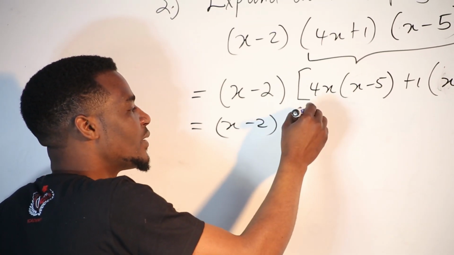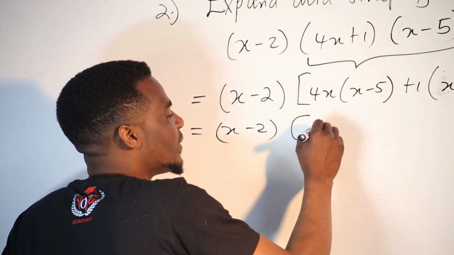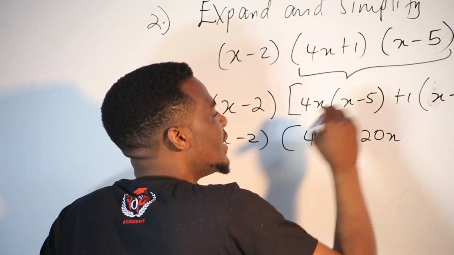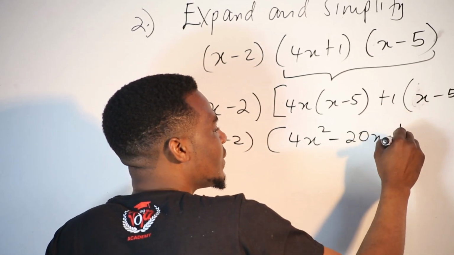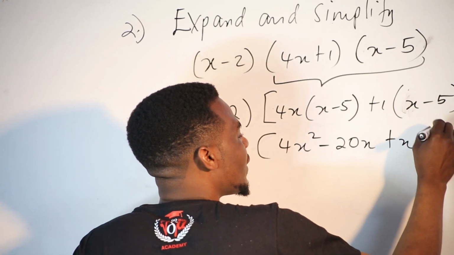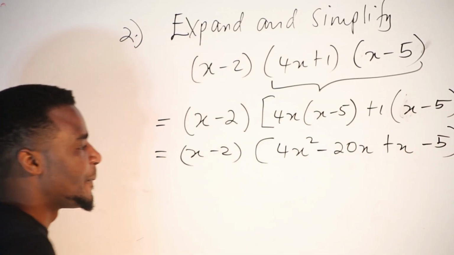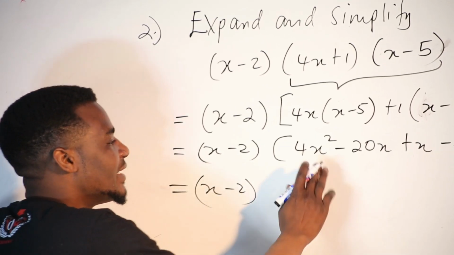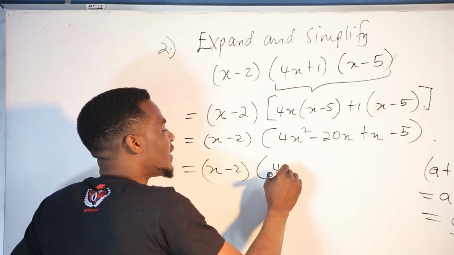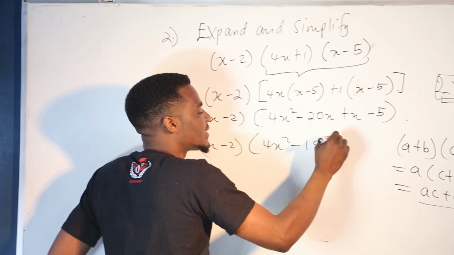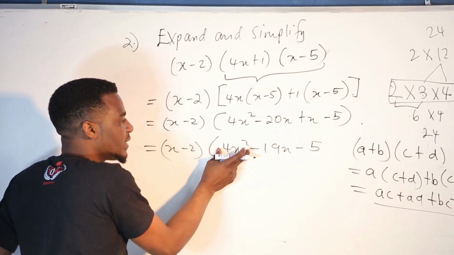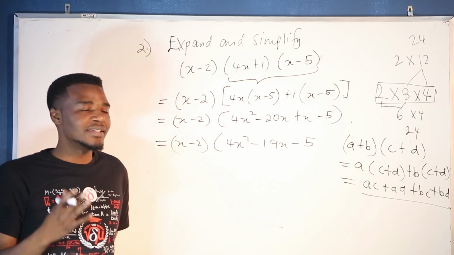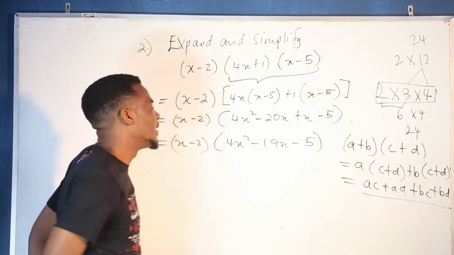Let's simplify the product of these 2 expressions. Here we are going to get 4x times x, 4x squared. 4x times minus 5, we are going to get minus 20x. And 1 times x, you're going to get plus x, and 1 times minus 5, you're going to get minus 5. Okay, what are we going to do next? Let's keep this one again as it is, which is x minus 2, and let's simplify this expression, which is going to give us 4x squared minus 19x minus 5. So 4x squared we keep as it is, and these are like terms. If we simplify these like terms, we get minus 19x. Then we close the bracket.